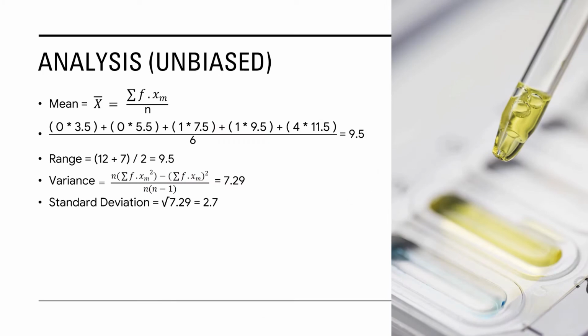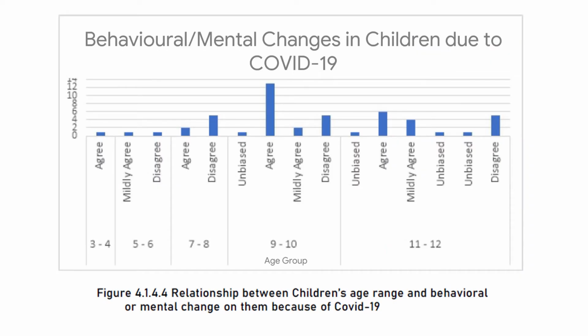Here is the unbiased category analysis from the previous graph. As we can see, the mean is 9.5, the mid-range is 9.5, the variance is 7.29, and the standard deviation is 2.7. Coming to the final graph in this presentation, it is looking at the behavioral and mental changes in children due to COVID-19. Similar to the previous graphs, we have split this into 5 groups, and these are agree, mildly agree, unbiased, mildly disagree, and disagree.